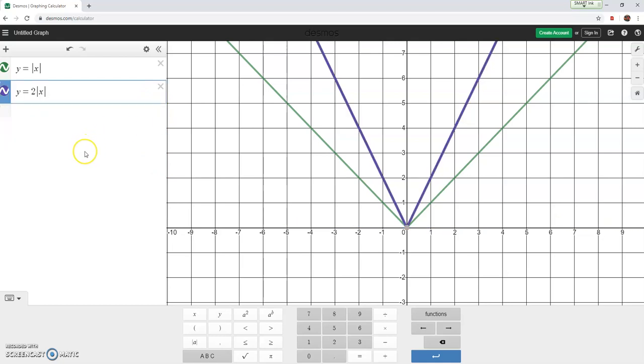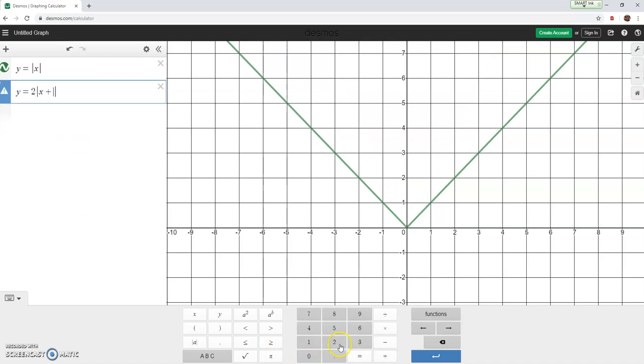Okay, so that is a. A is going to make it narrower or wider, and then positive or negative a is going to flip it either up or down. All right, so now let's look at if I put a number in here with x. I'm going to start with doing plus a number.